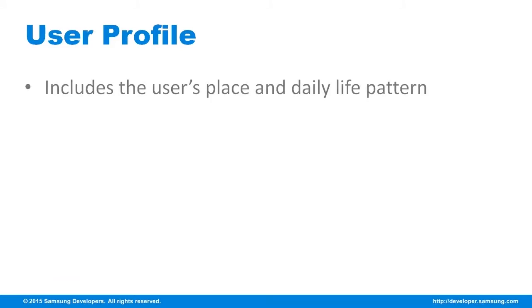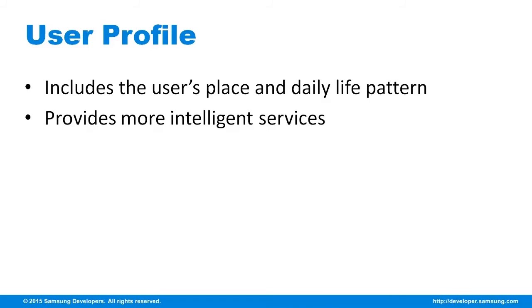To be able to offer what exactly the user needs, consider including the user's place and daily life patterns. Repetitive actions, office hours, gym workouts, and whereabouts all contribute to the user profile. With this information at hand, not only is the app providing a great user experience, more importantly, it gives a more intelligent service.